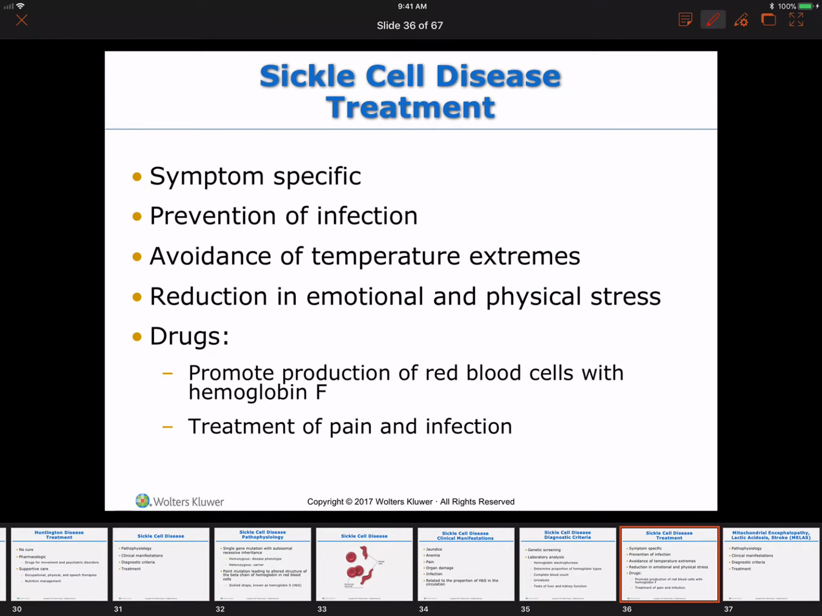As far as treatment, it's usually directed towards symptoms, so symptoms such as pain, symptoms such as the jaundice, avoidance of temperature extremes, particularly cold, because remember, cold results in vasoconstriction, so that could result in decreased blood flow to the peripheries. And prevention and treatment of infection, and reduction of any form of stress.